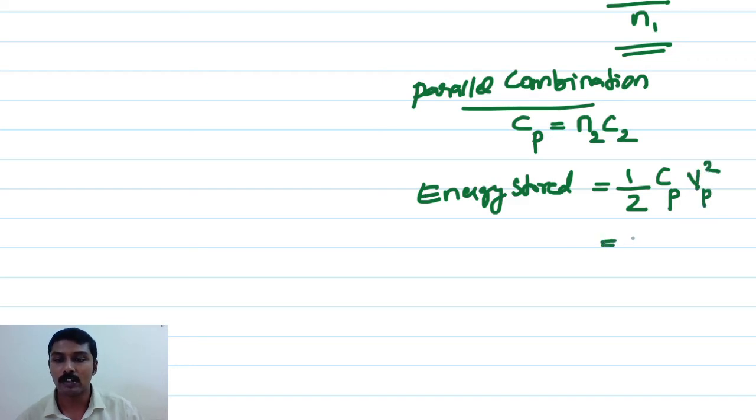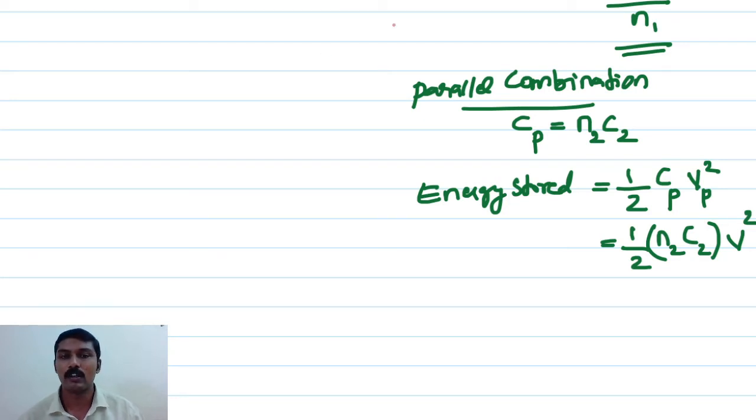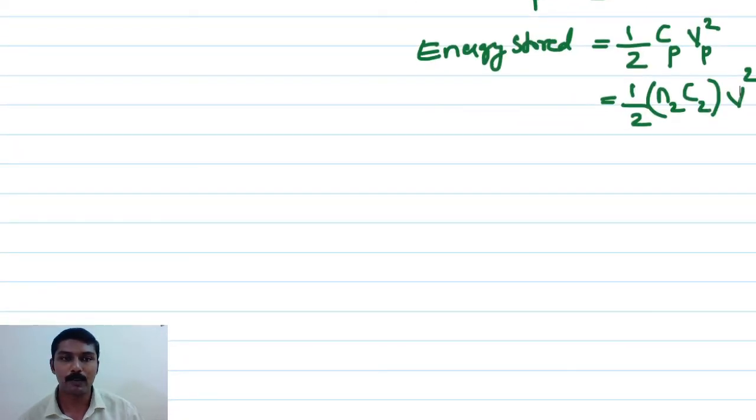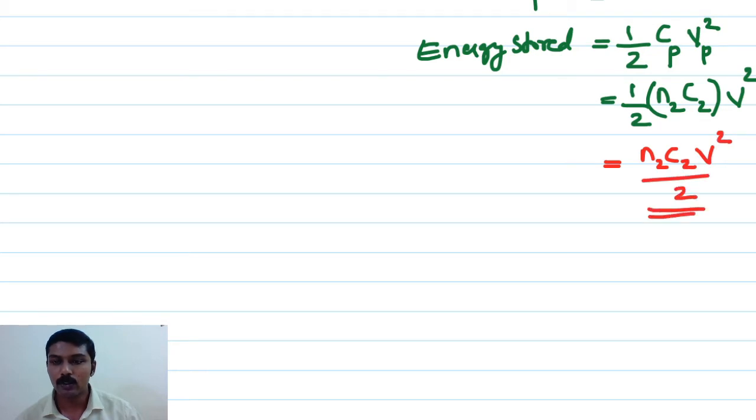Let's put it in substitution. The next sentence, half of Cp times Vp squared is N2 times C2 multiplied by Vp squared. As you already know, the potential is the same for all the capacitors in parallel combination, which is already given as V. So as you scroll down, you will understand that it is equal to N2 C2 V square divided by 2.